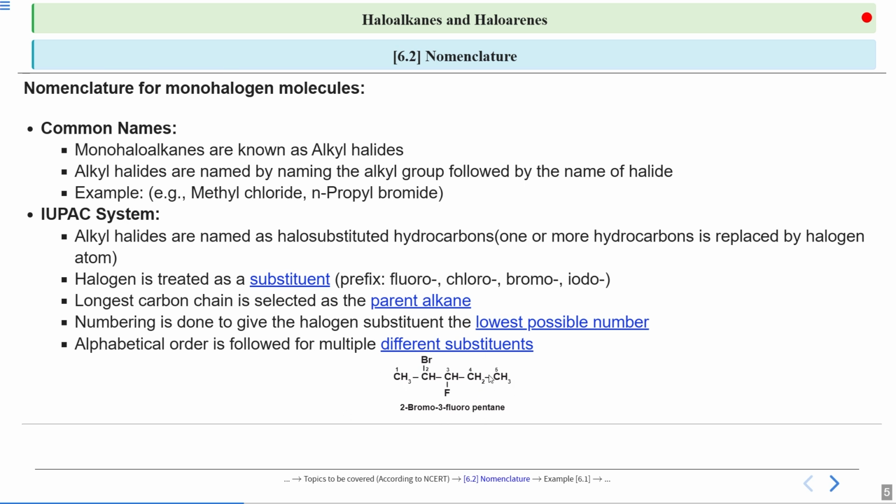Then we get the name. We have to follow alphabetical order here because two halogens are present: bromo and fluoro. So bromo will come first. At the second position the bromine is present, so 2-bromo. At the third carbon, the fluorine is substituted, so 3-fluoro. Then the name of the alkane group, that is pentane. So this is the name of the given structure: 2-bromo, 3-fluoro, pentane.